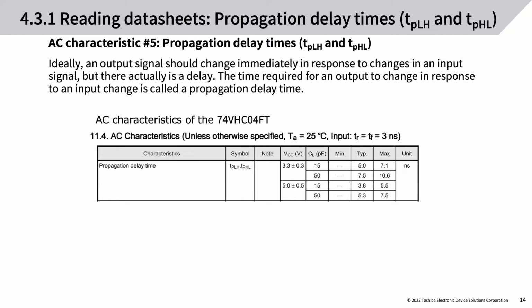Reading datasheets. Propagation delay times, TPLH and TPHL. AC characteristic 5. Propagation delay times, TPLH and TPHL. Ideally, an output signal should change immediately in response to changes in an input signal, but there actually is a delay. The time required for an output to change in response to an input change is called the propagation delay time.